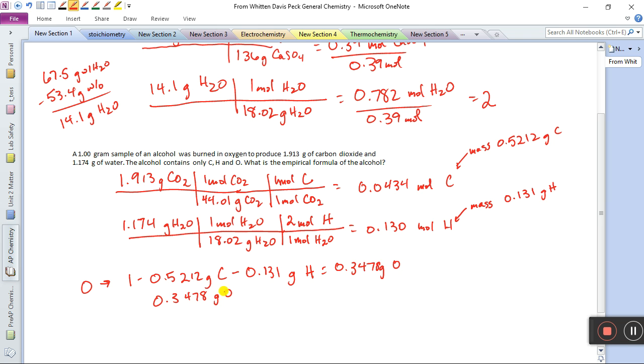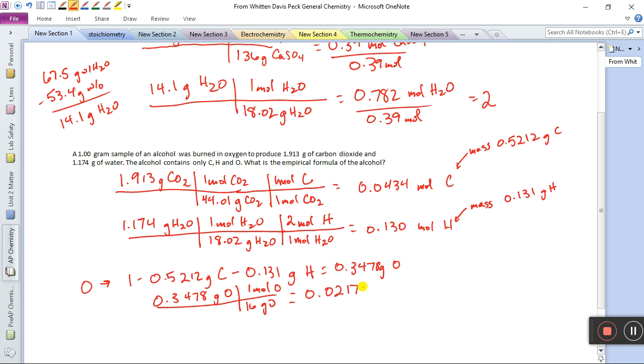0.3478 grams of O. The molar mass of O is 16 for all practical purposes. Do we need any other steps here? No, we're just getting to O. Let me know when we know how many moles we have. Say that one more time. 0.217. 0.02. I was like, 0.2 sounds like a lot.